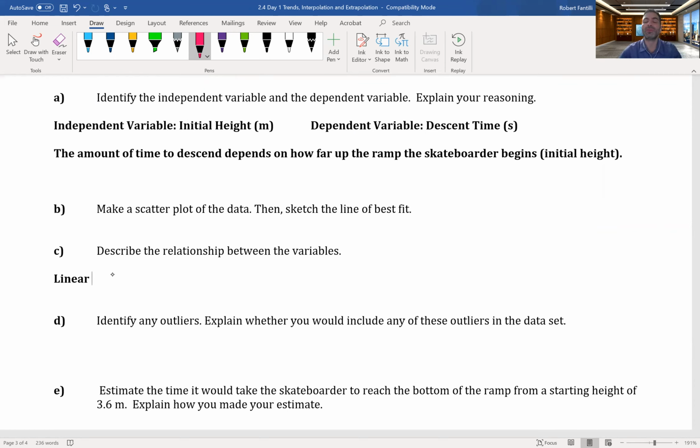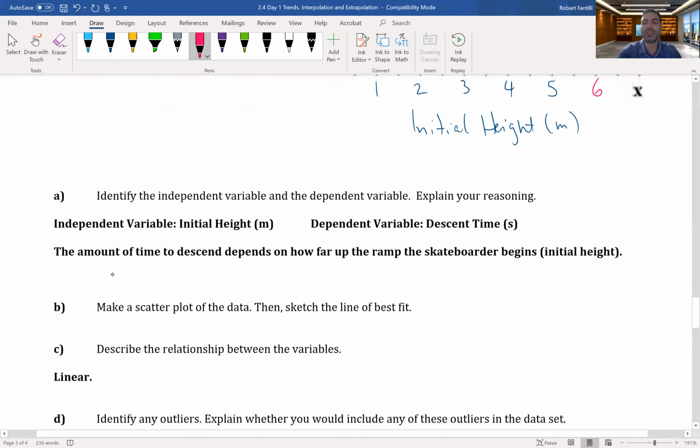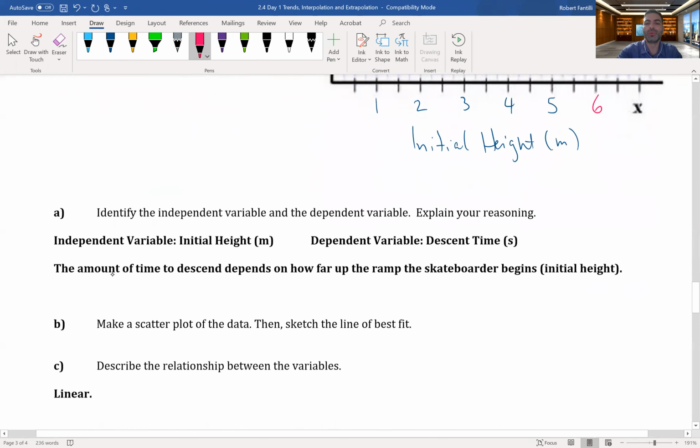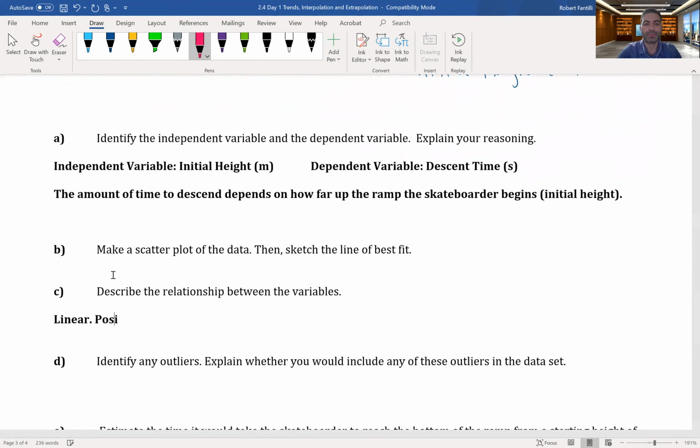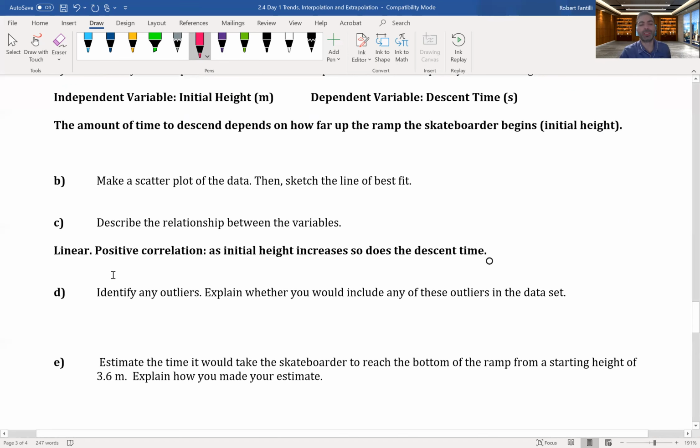It's also a positive correlation, because if you read the graph left to right, as the X values increase, so do the Y values. So we call that a positive relationship or positive correlation. As initial height increases, so does the descent time. Okay, so it's a linear or a positive correlation.